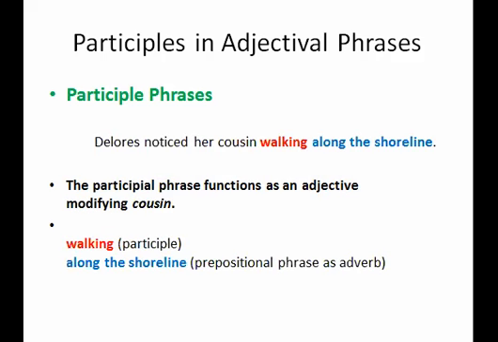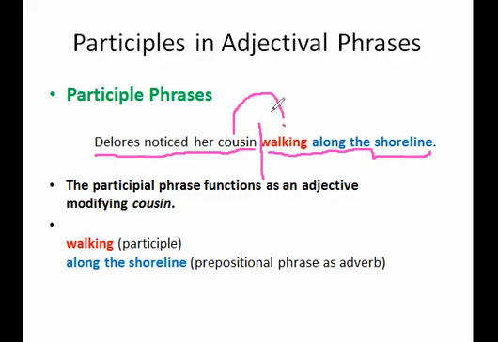Next example. Dolores noticed her cousin walking along the shoreline. Now, in this example, the main idea is coming in the beginning, and the participle phrase is coming later on. So we do not need to put a comma over here. Dolores noticed her cousin. Till here, the sentence is complete. The idea is complete. What did Dolores do? She noticed her cousin. Now, what was her cousin doing?